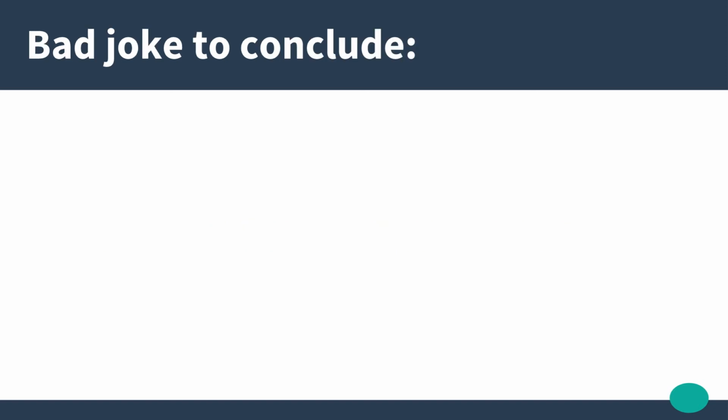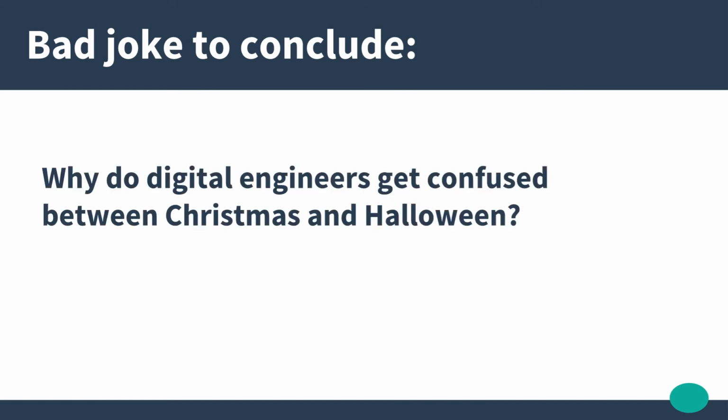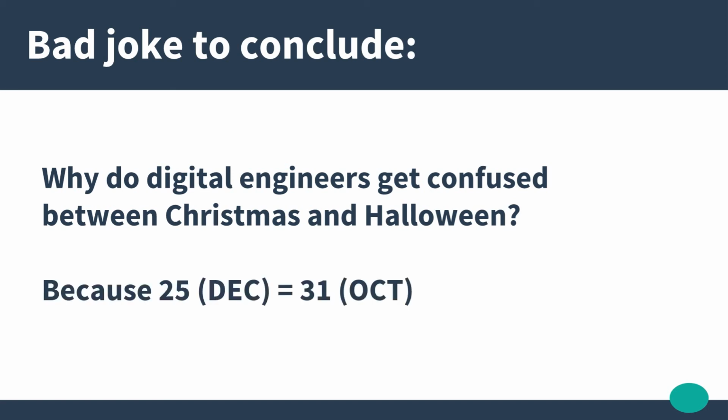And finally, I thought I'd leave you with a bad joke just to finish the video. Why do digital engineers get confused between Christmas and Halloween? Because 25 dec is equal to 31 oct.